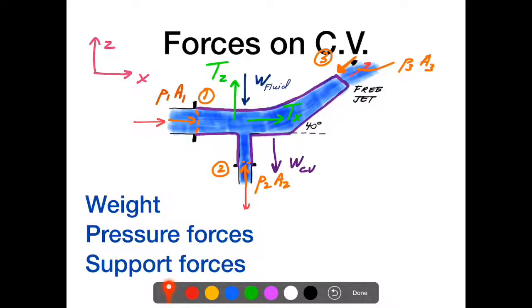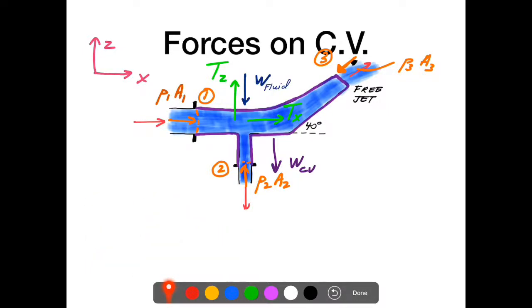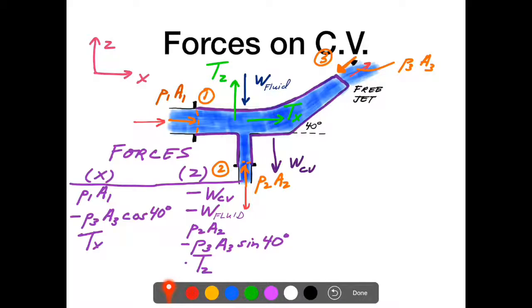So in summary, we have 3 forces: weight, pressure, and support forces. If we want to go ahead and write those down, I like to write them in terms of the different components. So in the x direction, we have the pressure force at number 1. At the 3 cross section, that would be actually a negative P3A3 cosine 40. And we have that x support force acting in the x direction.